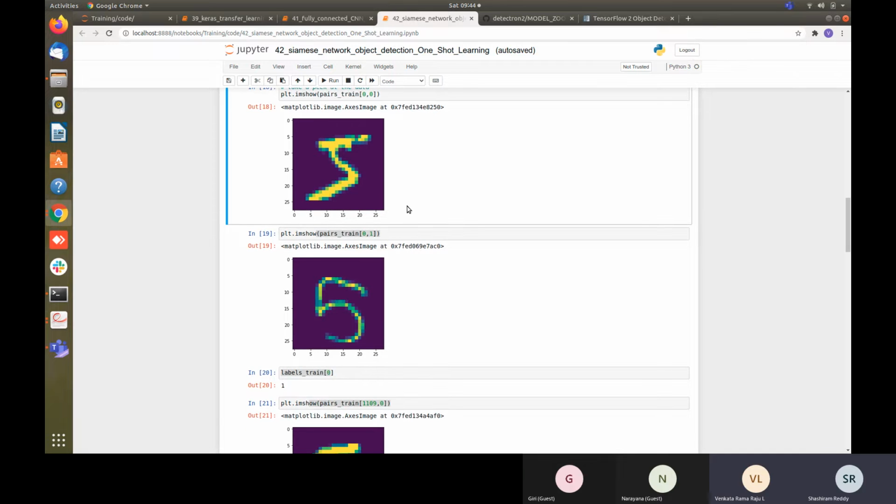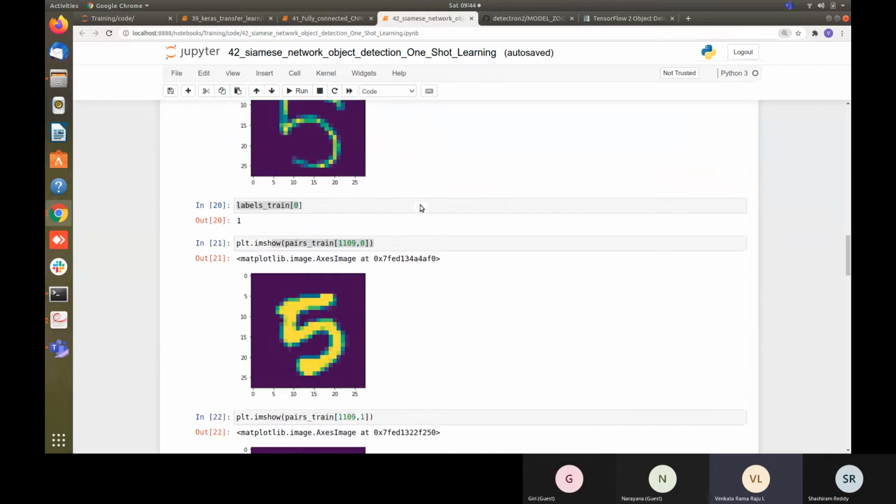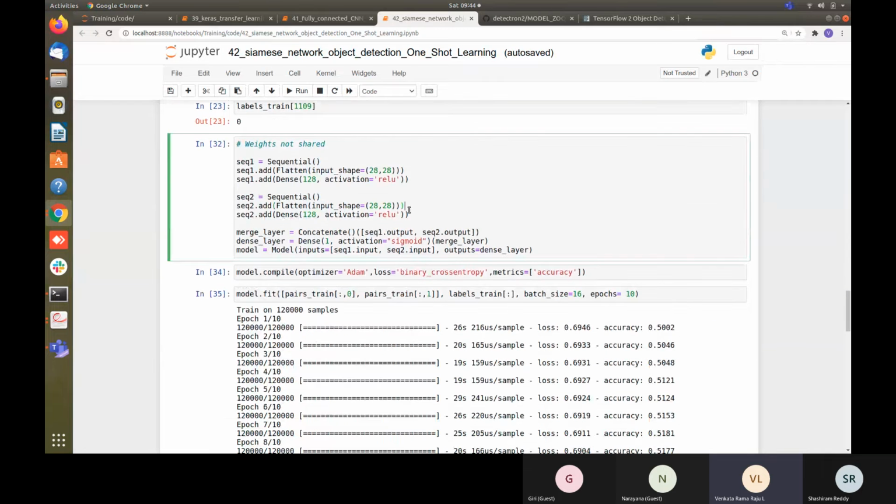Now I have done 2 models. I don't know why. We'll see why I did that. So here I have taken a sequential class and then 2 sequential classes, and then concatenating them with the model. Okay, 2 sequential classes. Now I am taking input and then a dense layer.